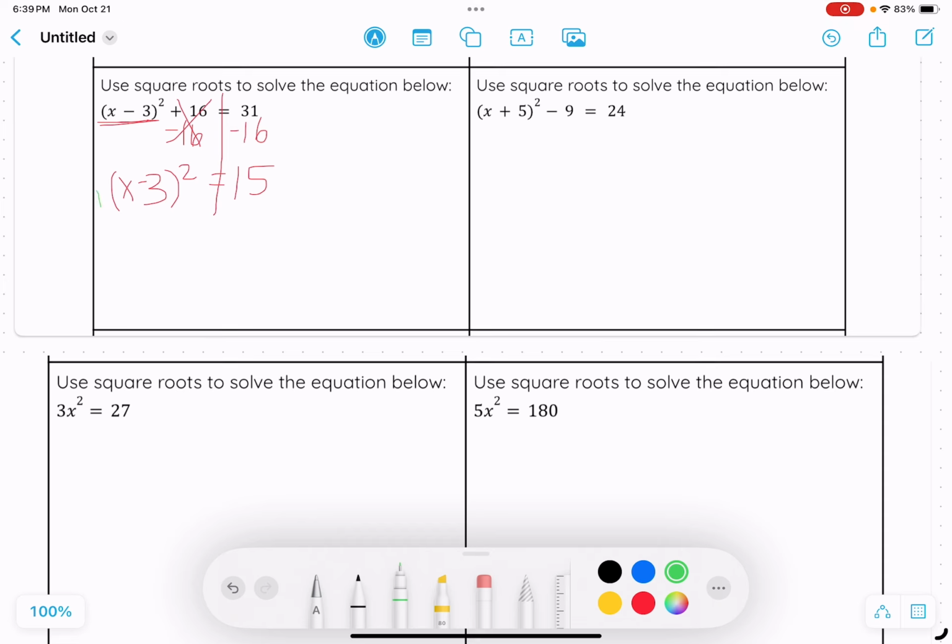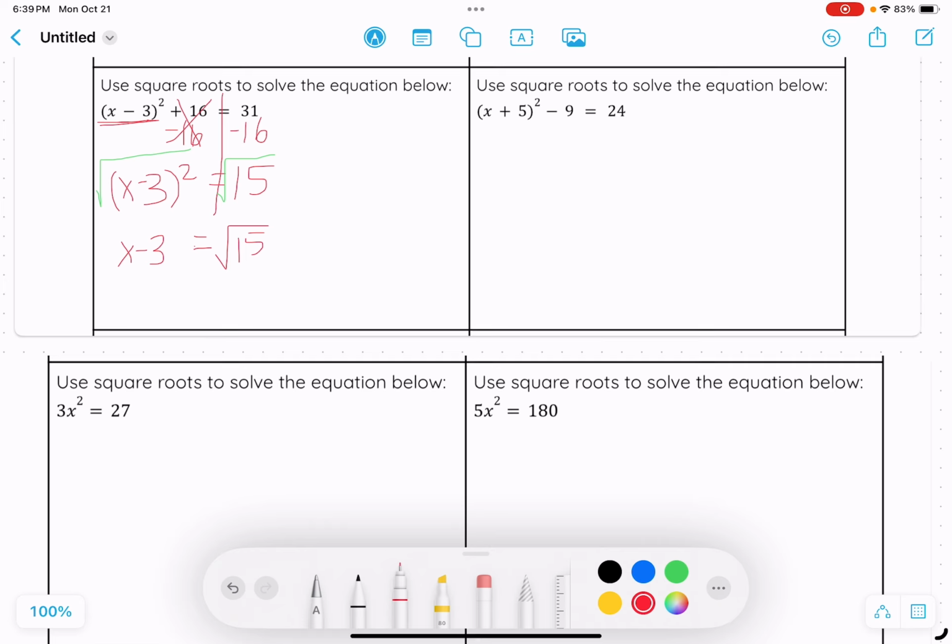Now we're gonna take the square root of both sides, okay? You guys might see, the square root of 15 doesn't work out to be a perfect square. There's not a whole number it's gonna be. It's gonna be like 4 point something, okay? So for this one, we're gonna leave it as the square root of 15, and we're gonna say that that's equal to x minus 3.